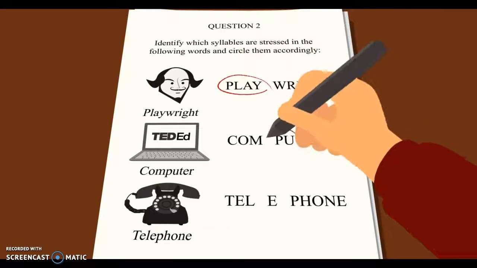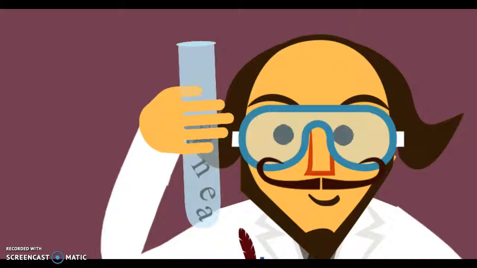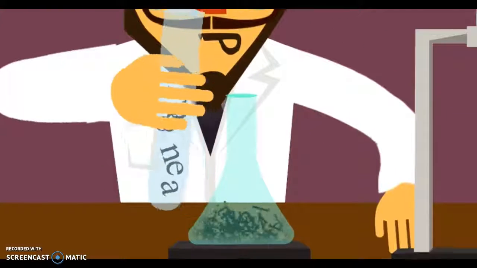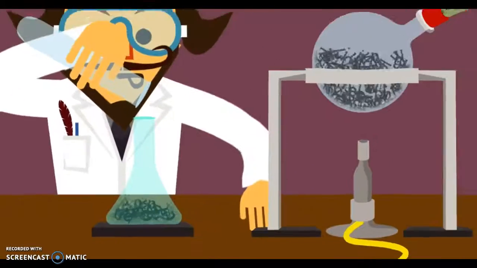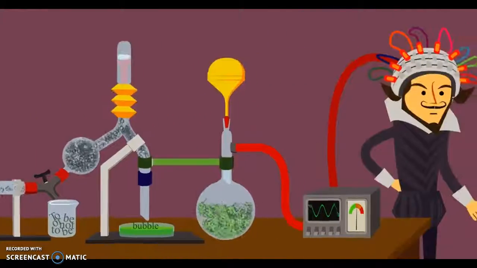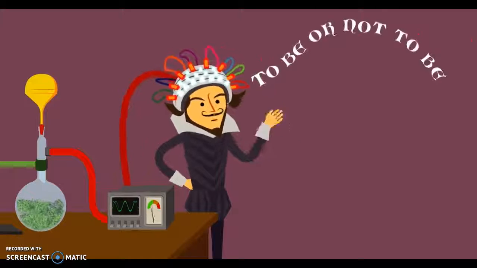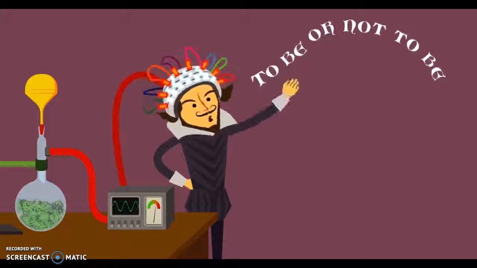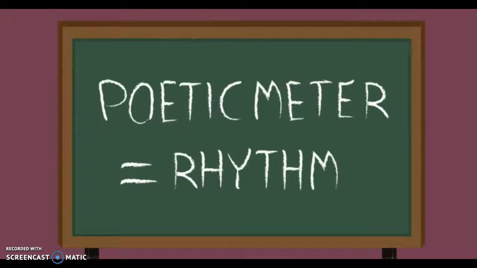Playwright, computer, telephone. Poets are very aware of these stresses, having long experimented with the number and order of stressed and unstressed syllables and combined them in different ways to create rhythm in their poems. Like songwriters, poets often express their ideas through a recognizable repetition of these rhythms or poetic meter. And like music, poetry has its own set of terms for describing this.